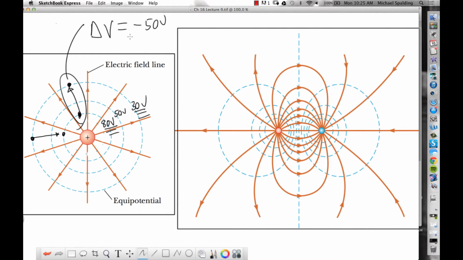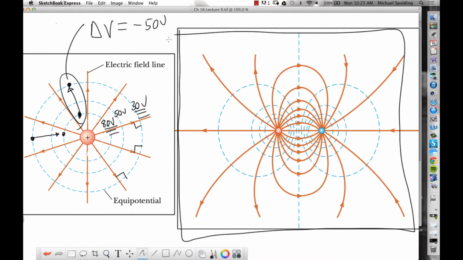Now, a couple more things, and then I'm done. I want you to notice that the electric field lines, these guys, are always perpendicular to the equipotential surface. See right here? Perpendicular, perpendicular, perpendicular, right? And that's going to be important when you have a more complicated situation like this.